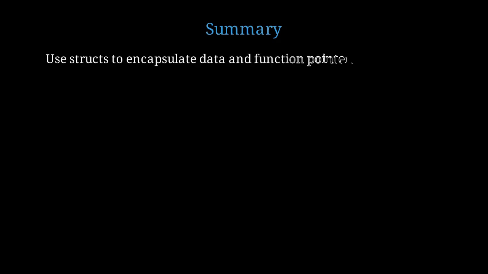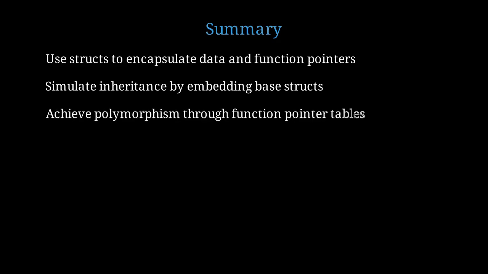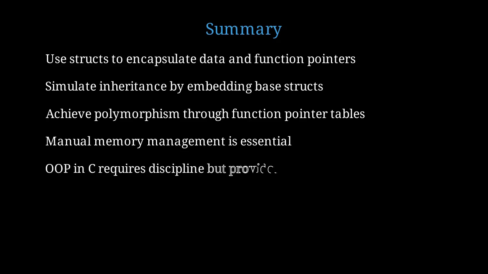Let's recap the key concepts of object-oriented programming in C. We use structs to bundle data and function pointers together, simulating objects. Inheritance is achieved by embedding base structs as the first member of derived structs. Polymorphism works through function pointer tables that allow different implementations. Always remember that proper memory management with malloc and free is essential. While OOP in C requires discipline and careful design, it provides valuable structure for large projects.